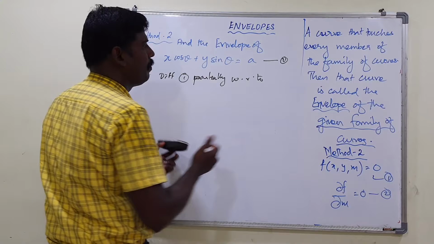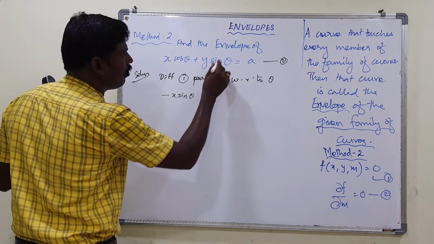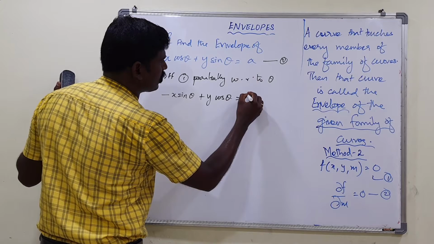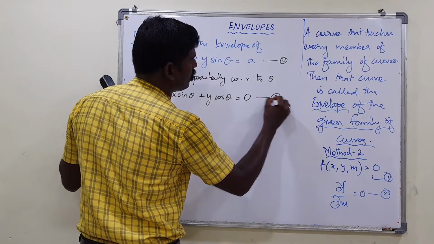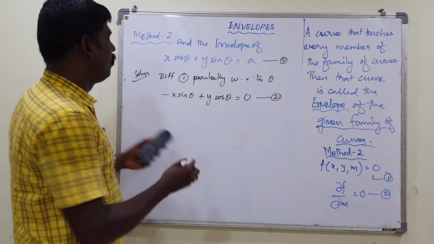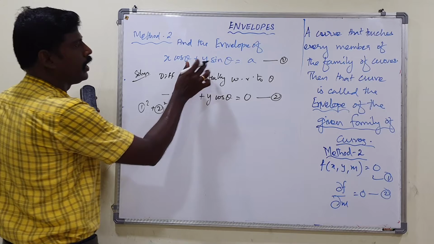So partial with respect to theta, what will you get? x into the derivative of cos theta, which is minus sin theta, plus y into the derivative of sin theta, which is cos theta, equal to the right side, which is constant. Since we are taking partial with respect to theta, it will be 0. Call this equation number 2. From 1 and 2, how to eliminate theta? By taking 1 squared plus 2 squared.